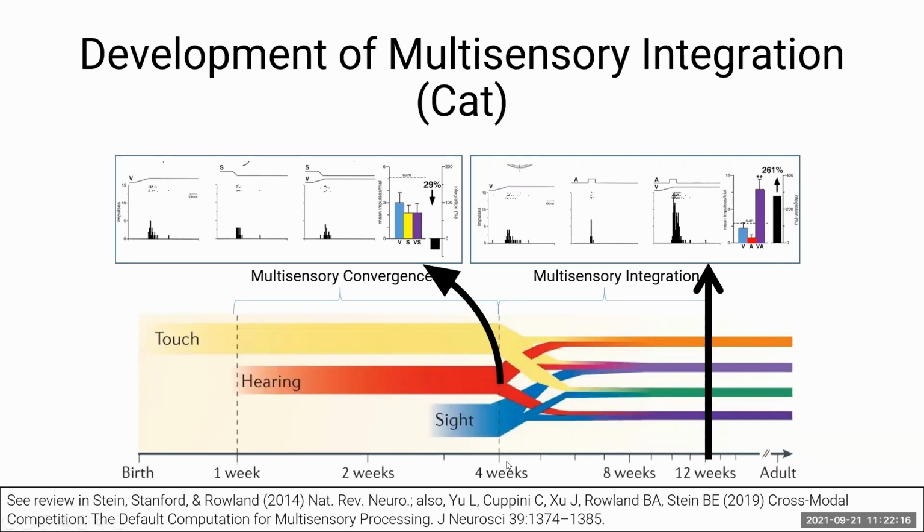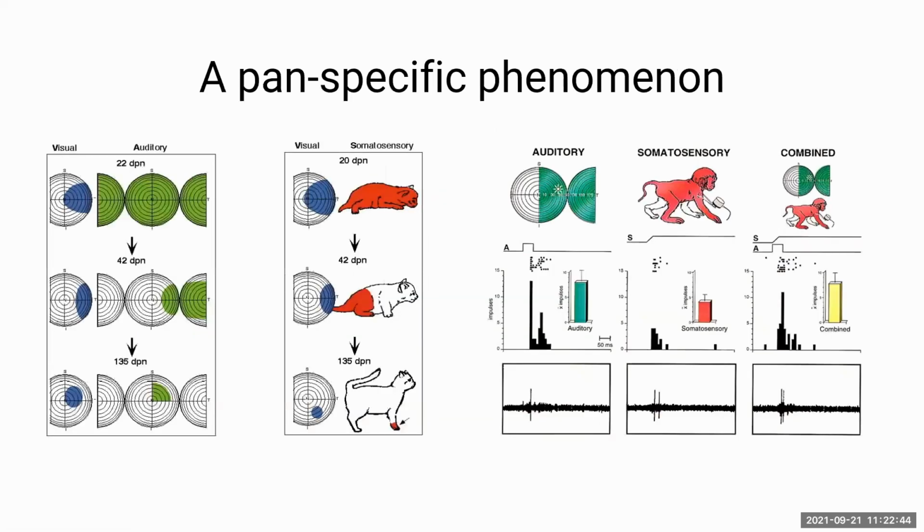If you then wait another couple of weeks, between 4 and 12 weeks of age, you'll start to see multisensory integration capabilities appear, so that by 12 weeks of age, you can find neurons that are responsive to multiple sensory modalities and give you that classic enhanced response. So 12 weeks is close to the end of that window. Multisensory convergence and multisensory integration are not the same thing. And this developmental plan is not cat-specific; you can see the same thing in monkeys and humans as well.